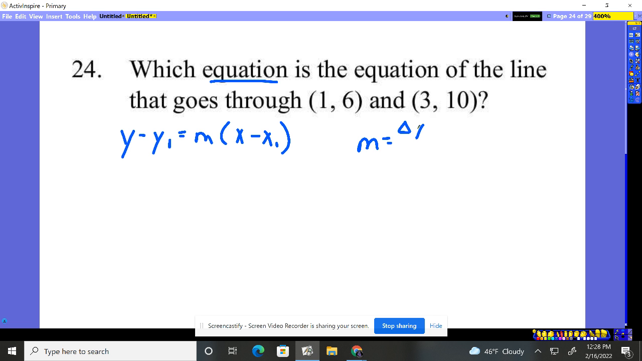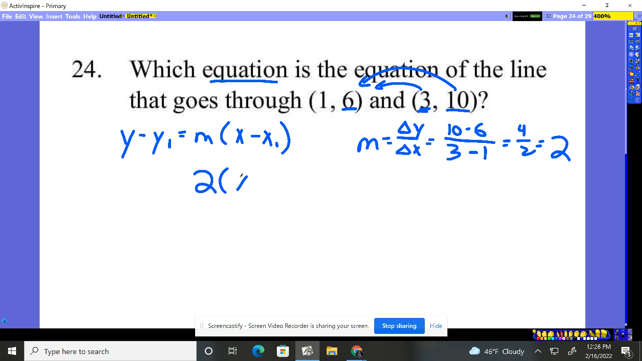Now remember, that's rise with the y's and run with the x's. So we're going to subtract our y's and then subtract our x's. I'm going to do 10 minus 6 because these are our y values. Since I started with the 10, when I do the x's, I must start with the 3. I must subtract in the same direction. 3 minus 1 gives me 4 over 2, which is a perfect 2. So we have a slope of 2 here.